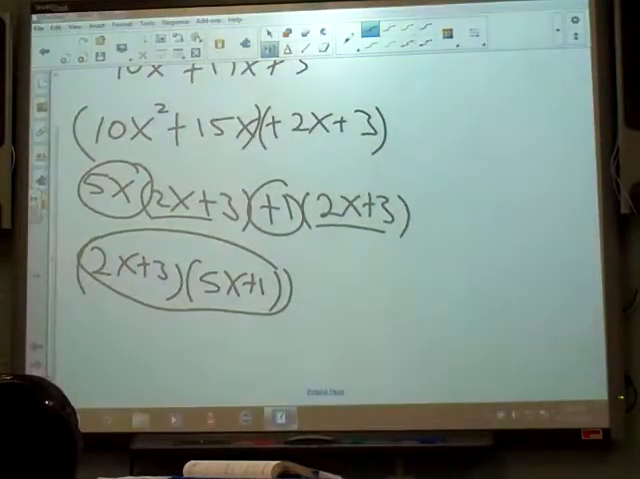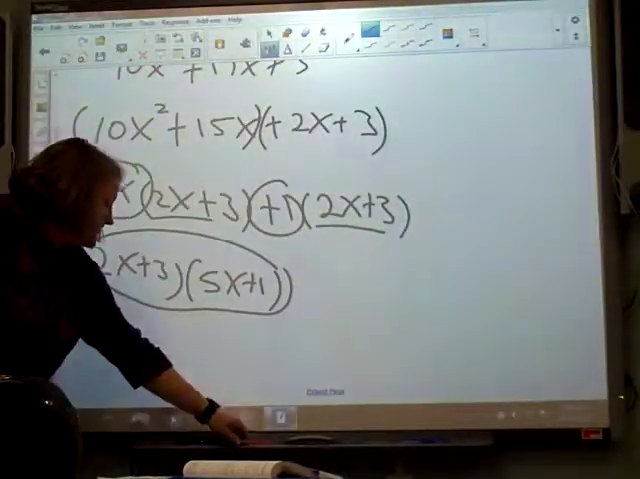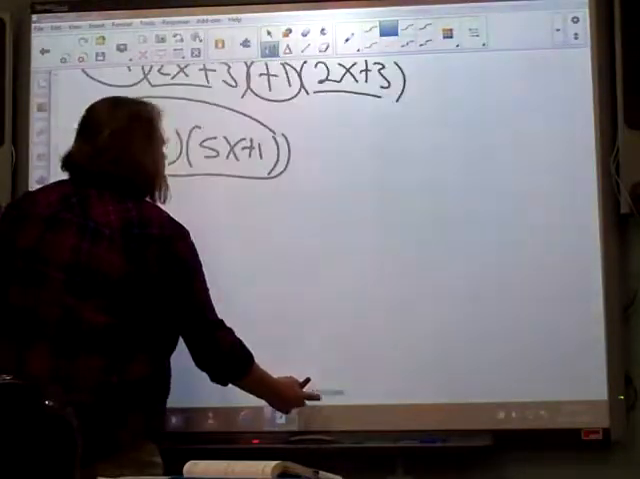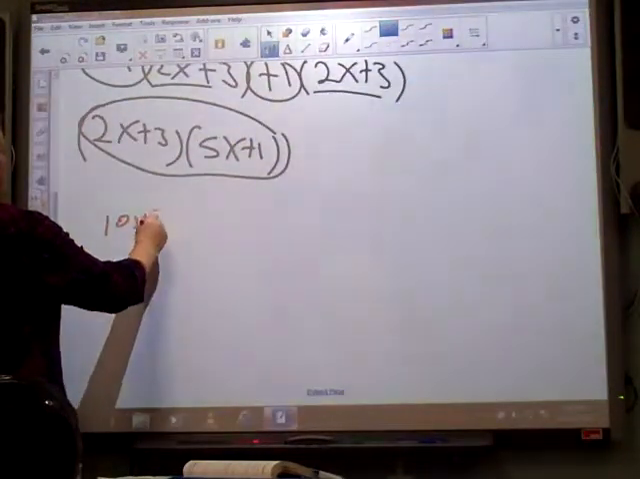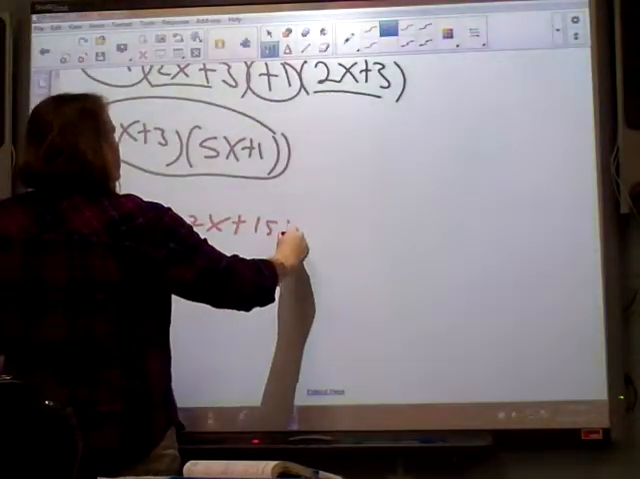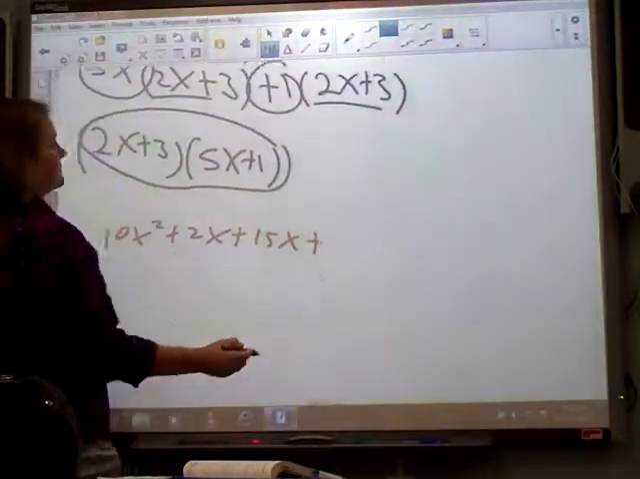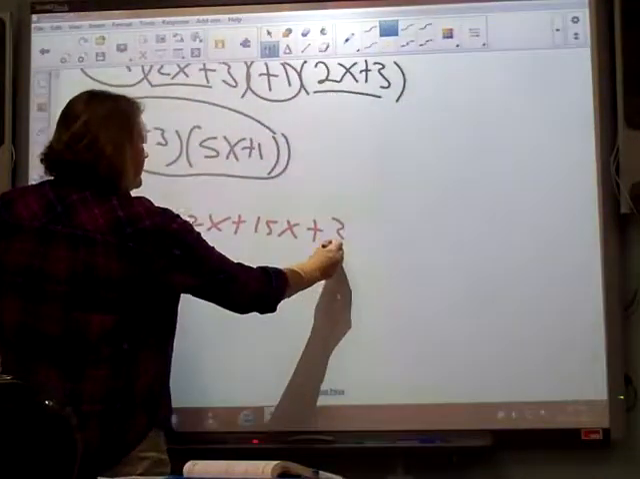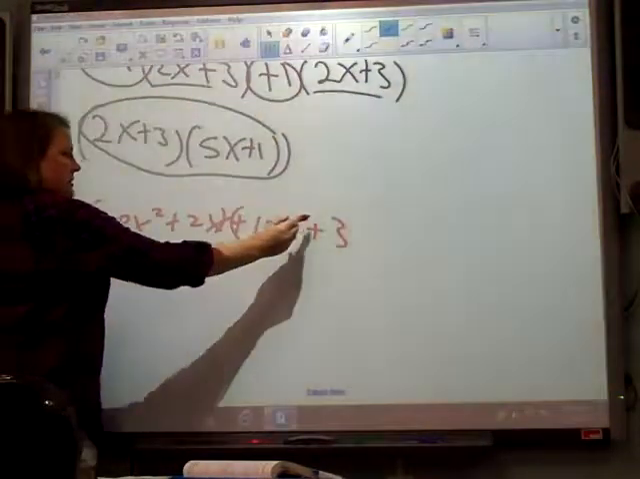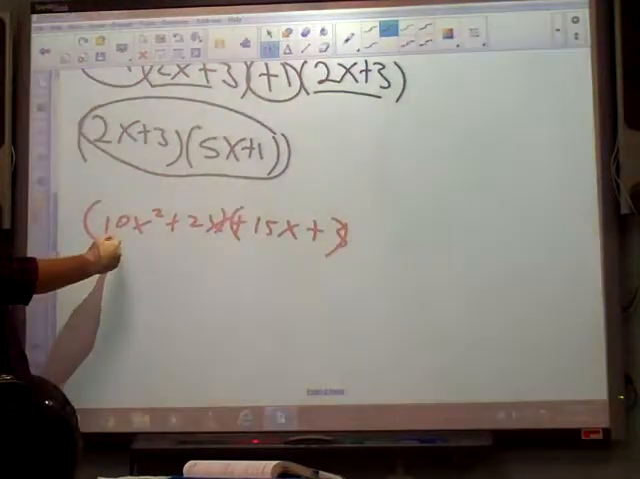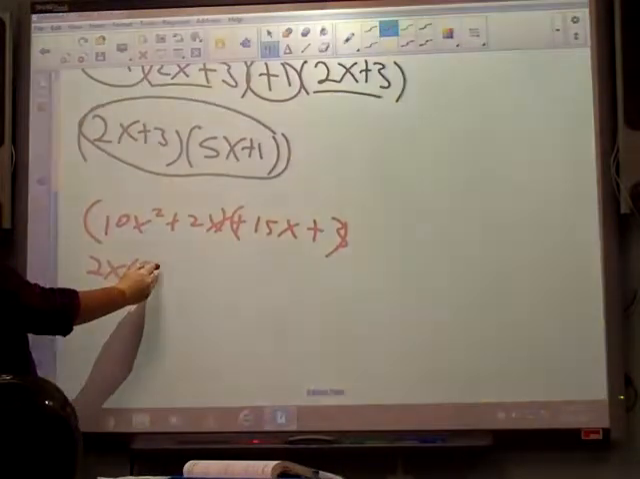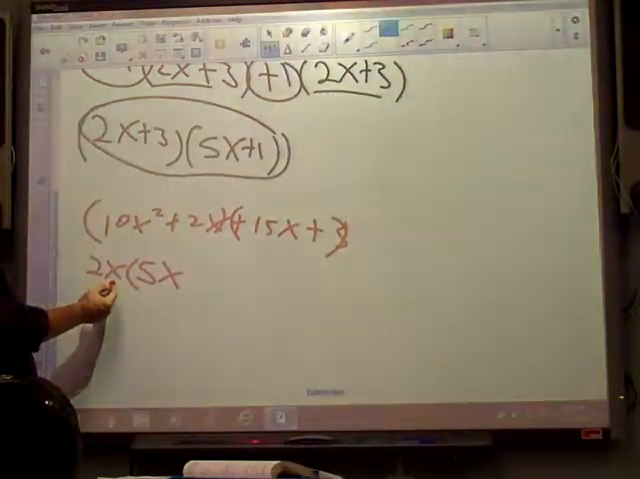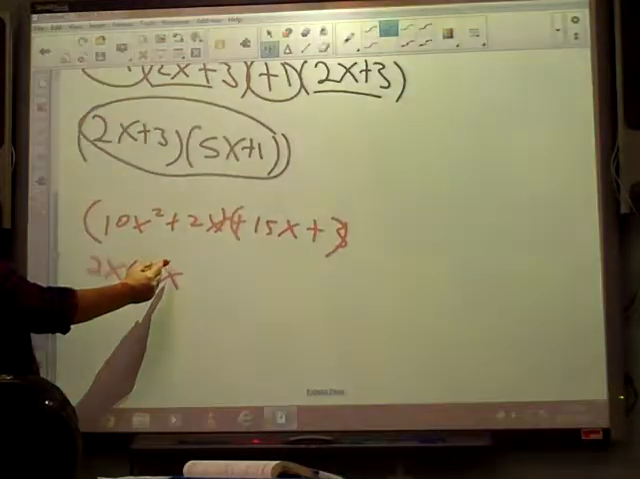Where are you at? Okay, did you put the 2 first? We will show you. 2x squared plus 2x plus 15x plus, what was the last one? 3. Alright, so you took a 2x out of here? Okay. 10 divided by 2 is 5. X squared divided by x is x. What's 2x divided by 2x? One.